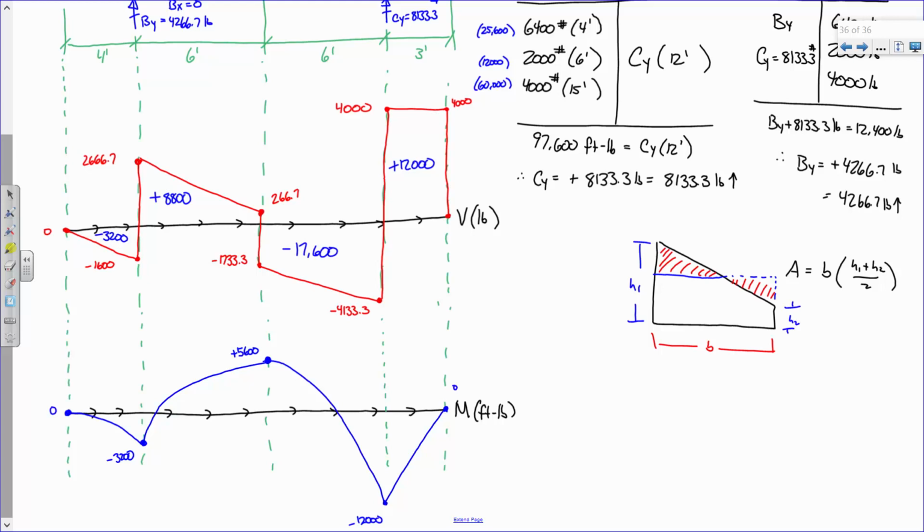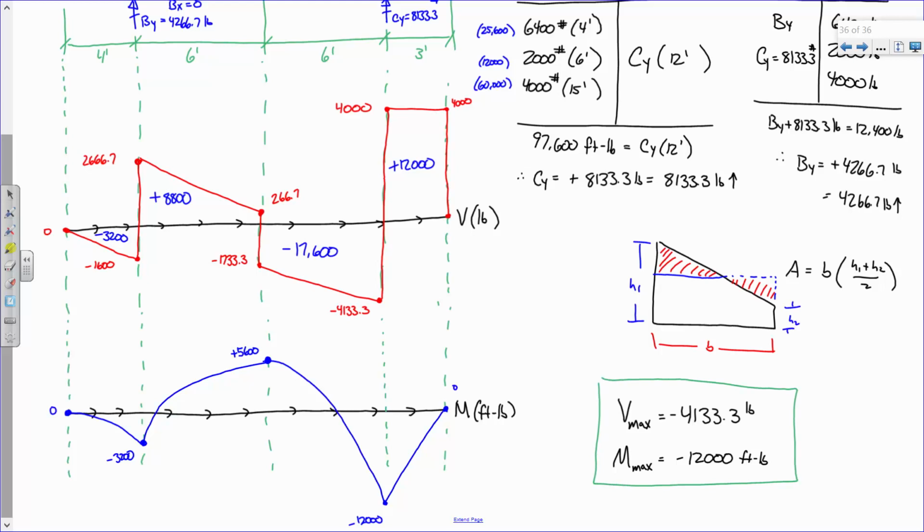So 4133. So if you want, you could say that Vmax is 4133.3 pounds. And if you want to put the negative on there, that's fine, okay? But I don't want you to think, well, what about the 4,000? Really, we care more about magnitudes in this case, okay? Now, as for moments, I propose that our maximum design moment is minus 12,000 foot-pounds. Okay, so if you want sort of like an observational answer, that is one.